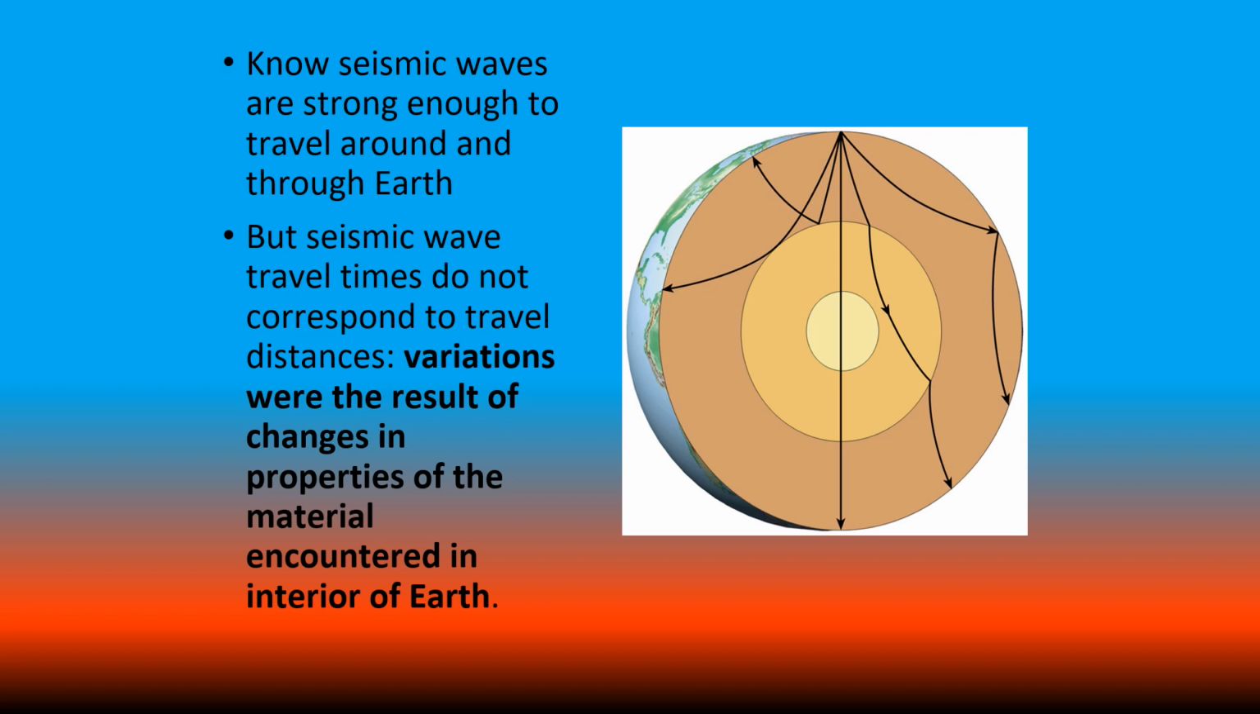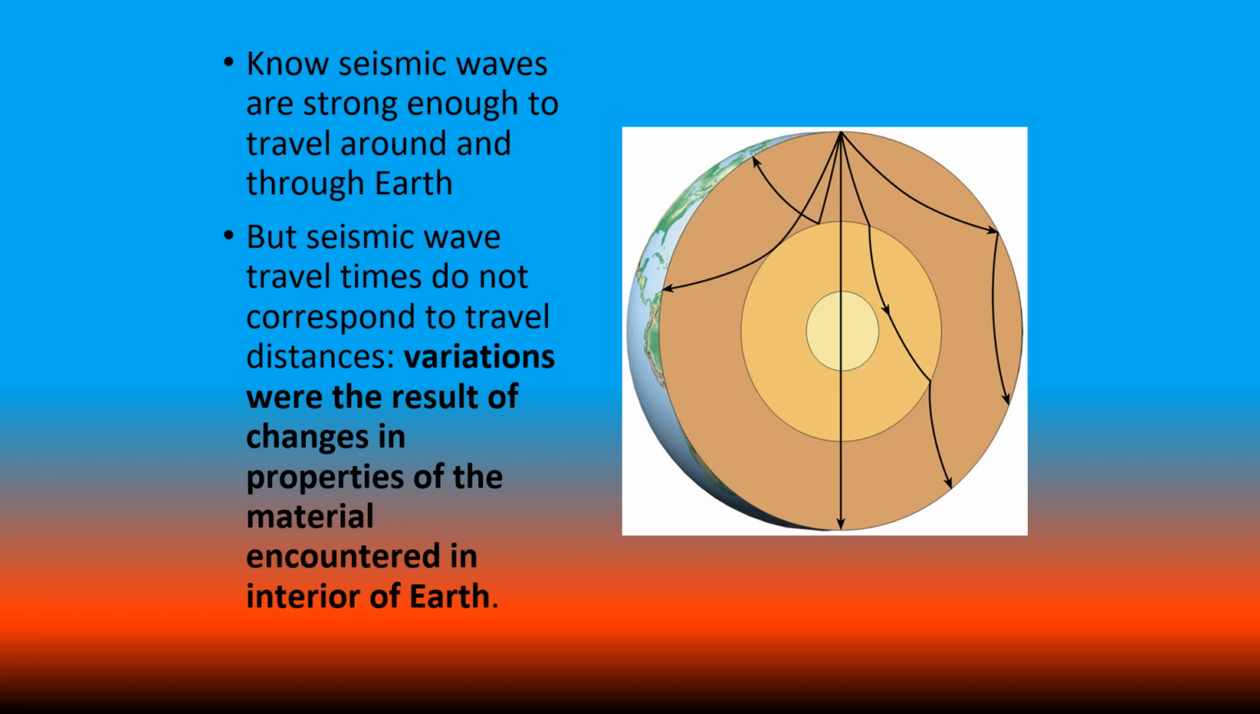But one thing that earthquakes do that's very interesting and informs a lot of what we know about the interior of the Earth is that seismic wave travel times do not correspond to travel distances. So this is one of your discussion questions. And this is because there's variations in the properties of the material encountered by the waves within the Earth. So what does that mean?